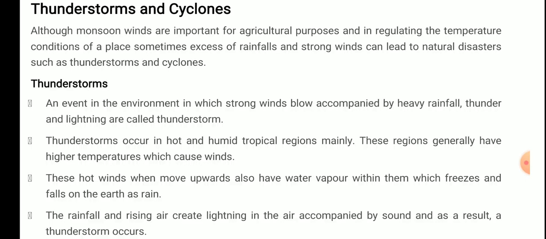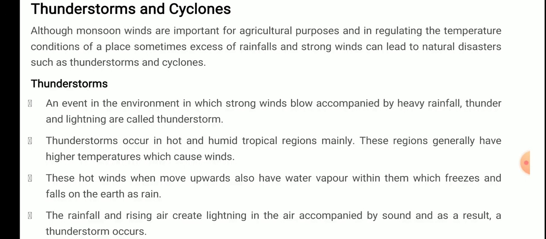Thunderstorms occur in hot and humid tropical regions mainly. These regions generally have higher temperatures which cause wind. I told you, the speed of the wind increases when the difference in the temperature and pressure is more.